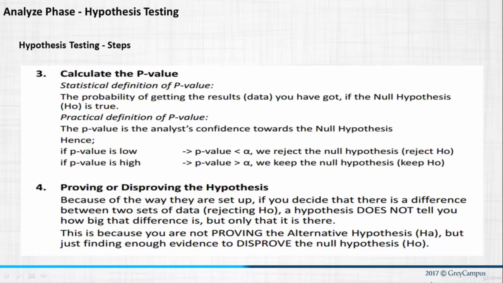We then compare that p-value with our alpha value. If p is less than alpha, then we reject the null hypothesis. If p is greater than alpha, we fail to reject the null hypothesis, but we never accept the null hypothesis because we are never 100% sure.